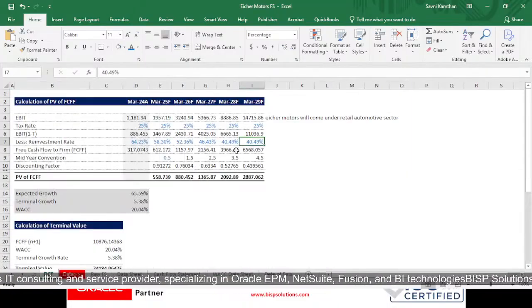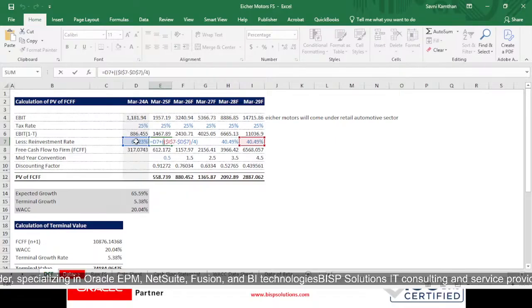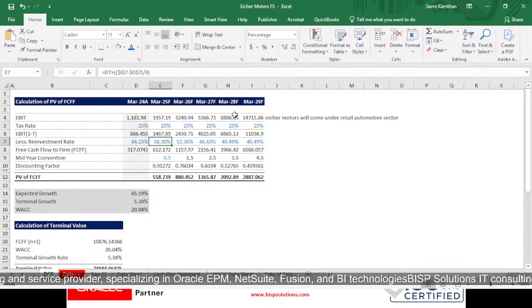So if I want to reach to this place, what I have to do is I will be taking this particular March 24 actual data, plus I will be doing an absolute anchoring on my March 29 forecasted data, and I will be deducting it with my March 24 actual data and will be dividing by 4, because we want 4 years data, right? So how much it will decrease to reach to this particular point, right?